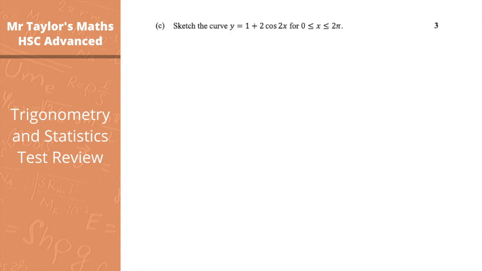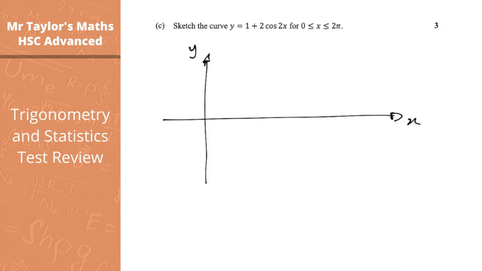Okay, 7c here is sketch the curve y equals 1 plus 2 cosine 2x. So let's start by drawing our axes. It's going to be our x and our y. The principal axis here will be 1, which we get from here. So that is y equals 1. Our amplitude here is 2. And our period will be 2 pi over 2, which is pi. So I'm sketching from 0 to 2 pi. So pi is my period, and I like to split my period into quarters.